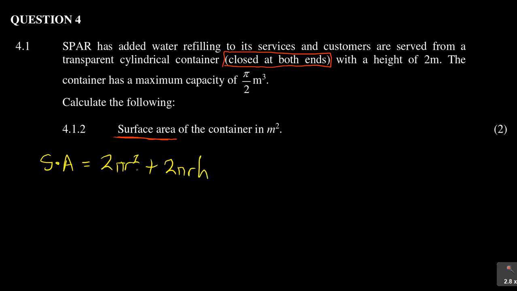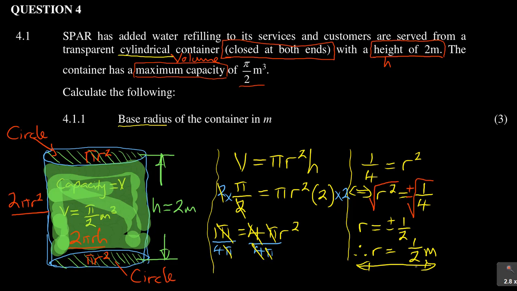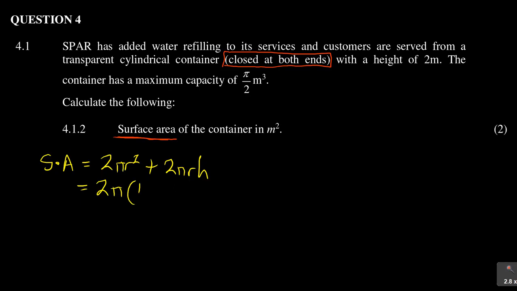So you have to rely on your formulas there, and then the information you are given, which is 2 pi r. Now if you go back, we did calculate the radius, which is 1 over 2 in this case. So you'll have 1 over 2 squared plus 2 pi, and the r again is 1 over 2. And then remember they gave you the height from the previous statement. The height was 2 meters.